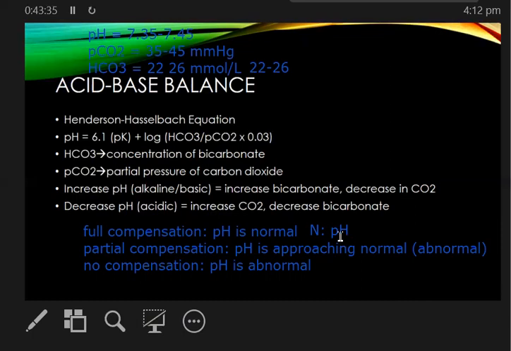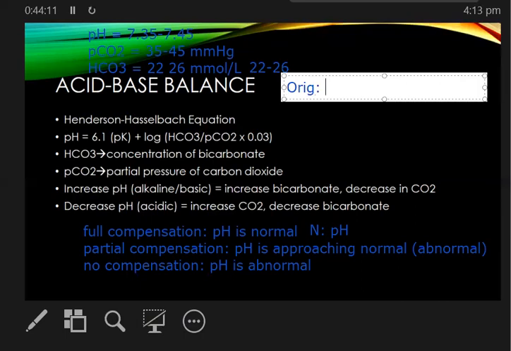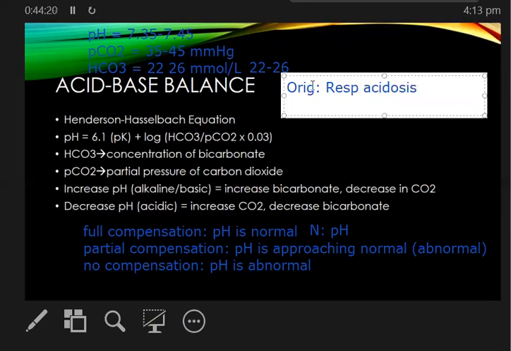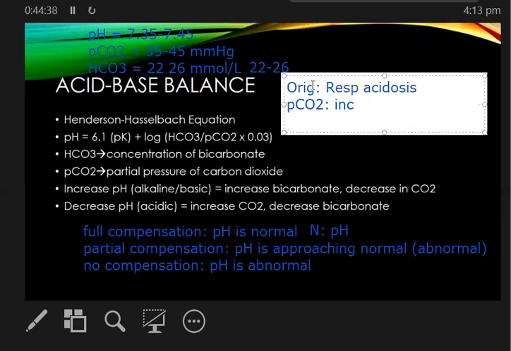Because remember, there is a defect in one of the parameters. If, for example, the problem is respiratory acidosis, then your PCO2 is abnormal, right? So what will your bicarbonate do? Your bicarbonate will compensate for that abnormality in your PCO2. Say for example, originally, the problem is respiratory acidosis. And so you will have an abnormal increase in your PCO2, because respiratory acidosis nga.